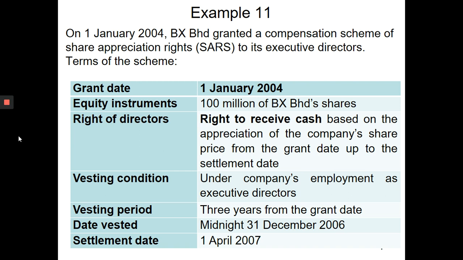So dia ada juga vesting period 3 years from the grant date, which is midnight of 31st December, because grant date is 2004, so 31 2004, 31 2005 dan 31 2006 you have complete 3 years. So settlement date will be 1st April. Maknanya apa maksud settlement date 1st April? Maksudnya dia bayar pengiraan dia, condition dia until 2006, tapi dia bayar cash tu adalah pada 1 April 2007.